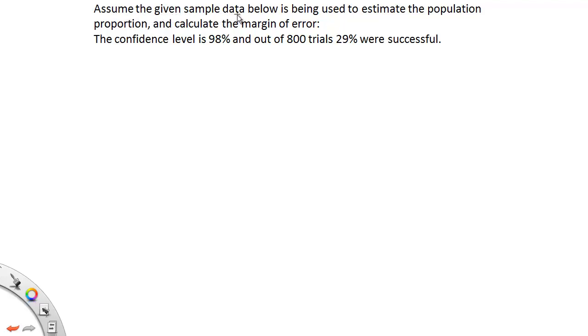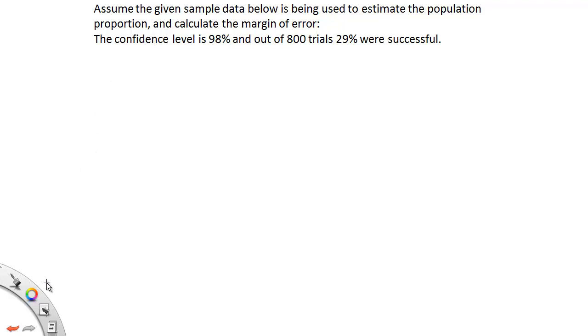Assume the given sample data below is being used to estimate the population proportion and calculate the margin of error. They tell us the confidence level is 98%, and they say out of 800 trials, 29% were successful. So we're asking you to calculate the margin of error. That means we're basically performing the first 3 steps of constructing a confidence interval for the population proportion.